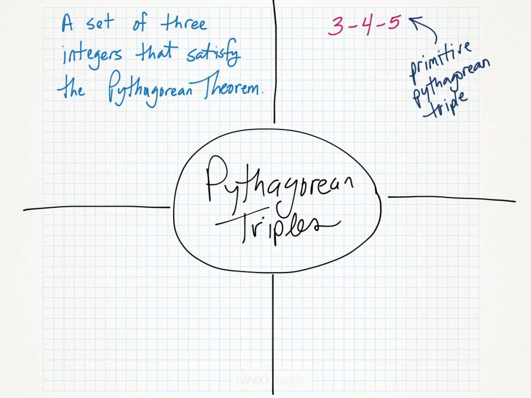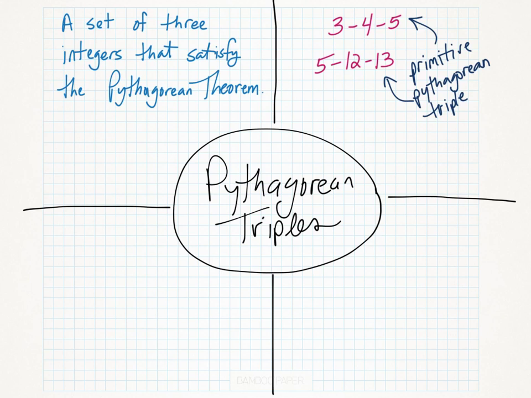Primitive because we can't take these numbers down any farther. They're basically at their prime numbers. So that's why it's a primitive. This isn't the only Pythagorean triple, and it's certainly not the only primitive Pythagorean triple.